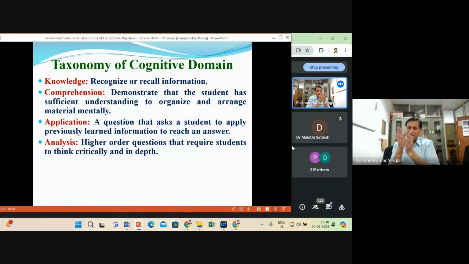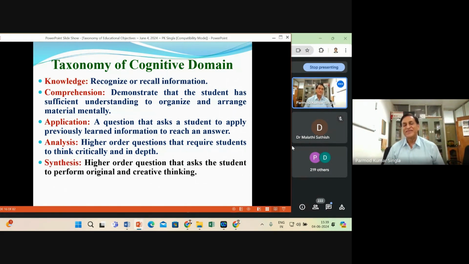Going from one level to another level is about intellectual capability. We are talking about only the cognitive domain up to now: the different levels of intellectual capability. He is more intellectually capable. Bloom has given names from A, B, C, D: knowledge, comprehension, application, and analysis. And he has not stopped there. He has gone to the level of synthesis.